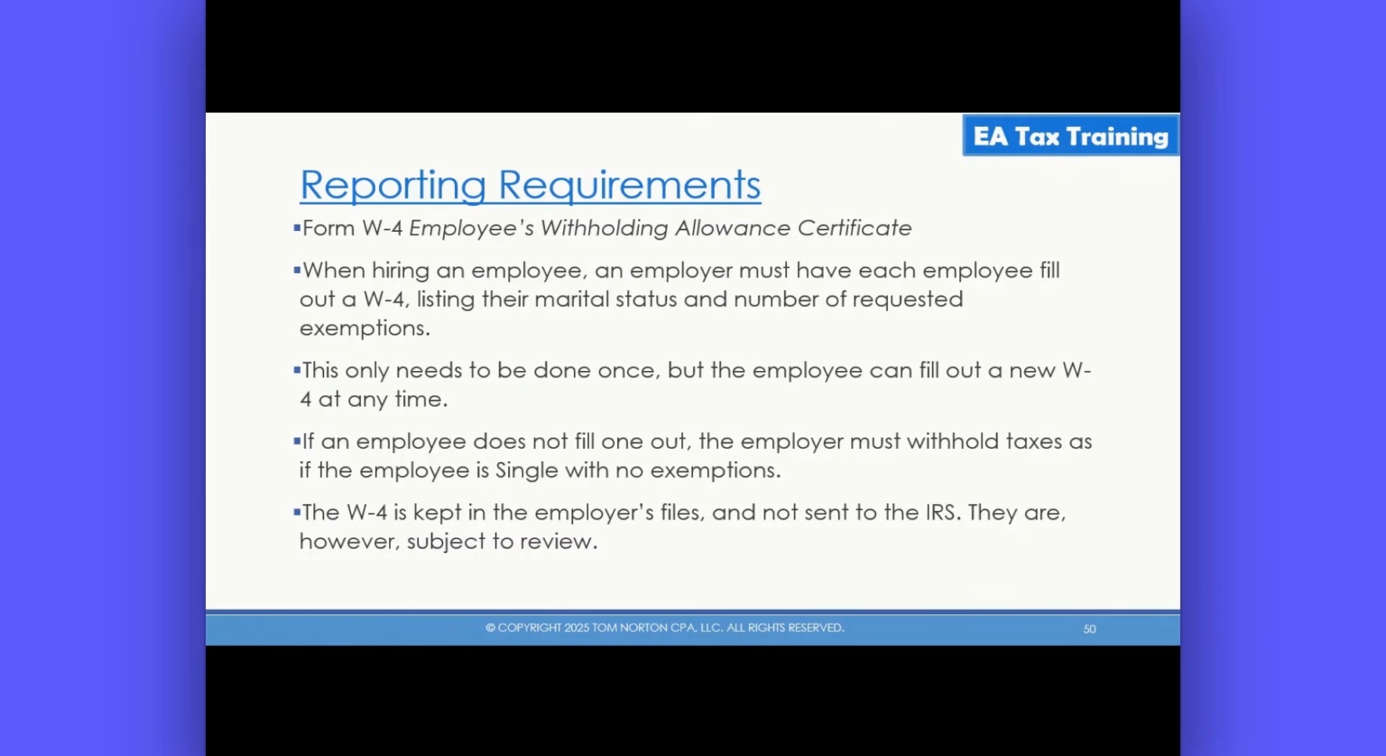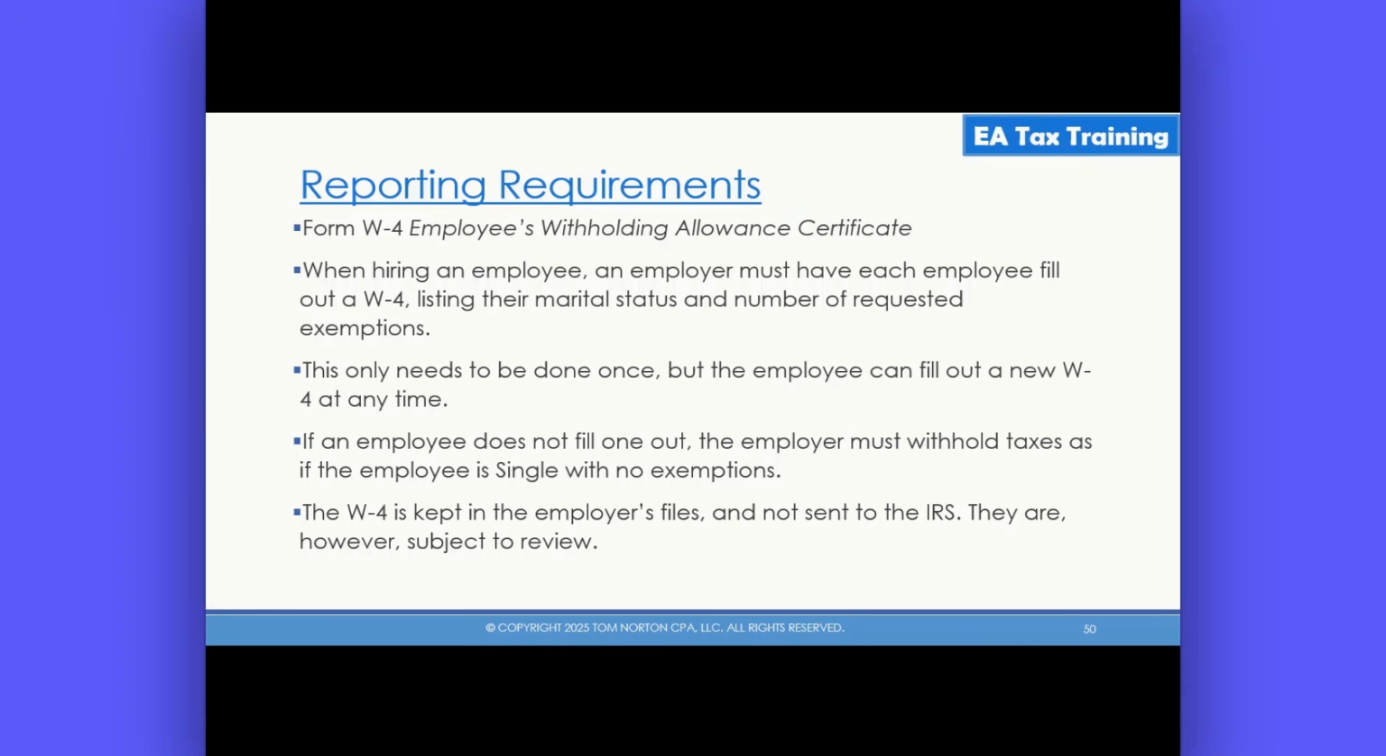Again, if you've ever had a job in the United States, then you're familiar with this. When you first get hired, you have to fill out this W-4. You give the employer your name, your address, your social security number, marital status, and then you're going to list the number of exemptions that you would like. It does only have to be done once, but the employee is allowed to fill out a new W-4 anytime they want. If the employee does not fill out the W-4, the employer still has to withhold taxes.